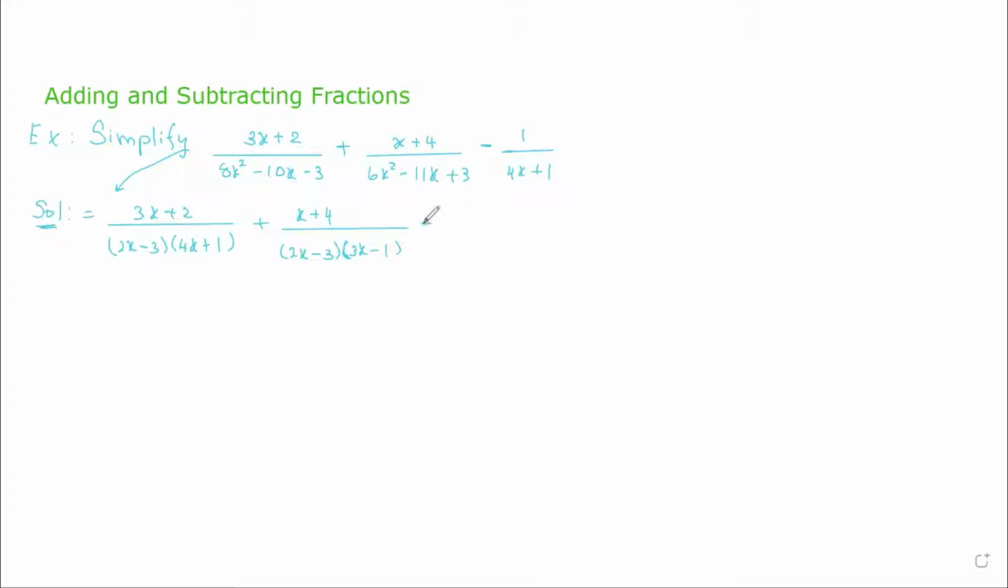Okay. Now next one, minus this term. This one is already a single term, so do nothing. So it becomes 4x plus 1. Now do the next one.